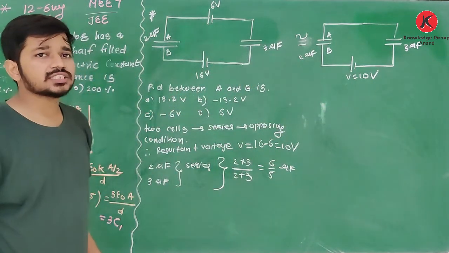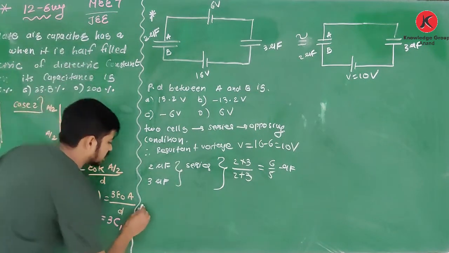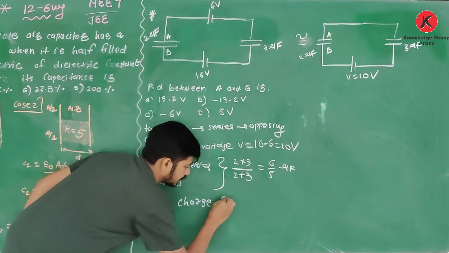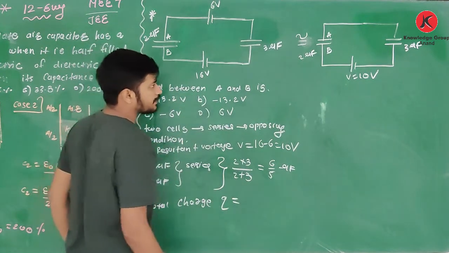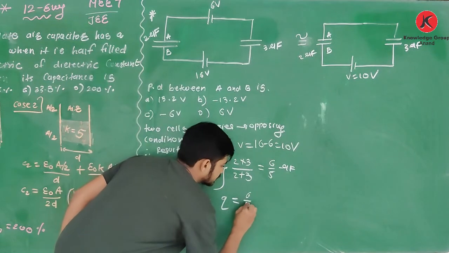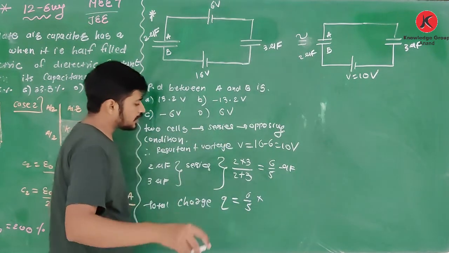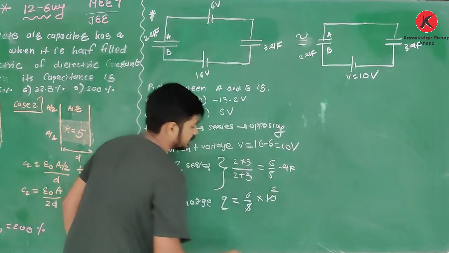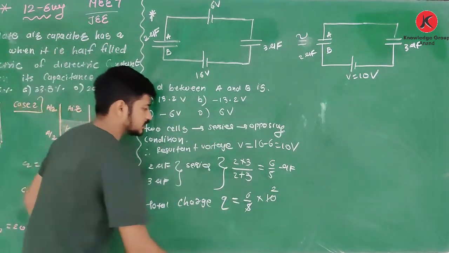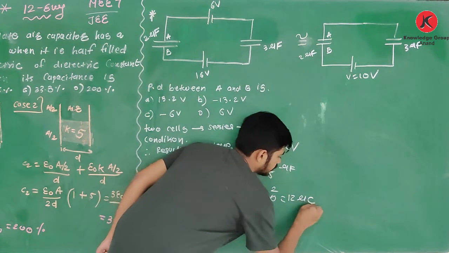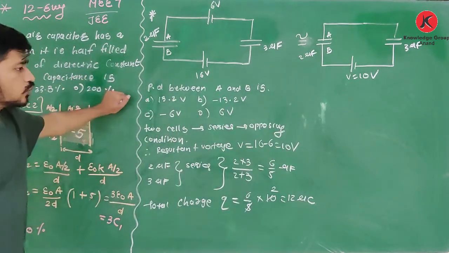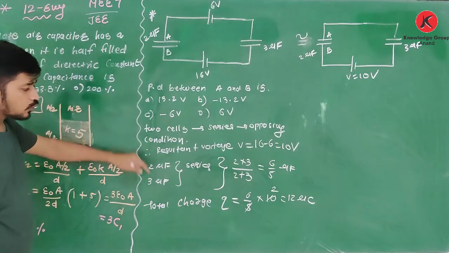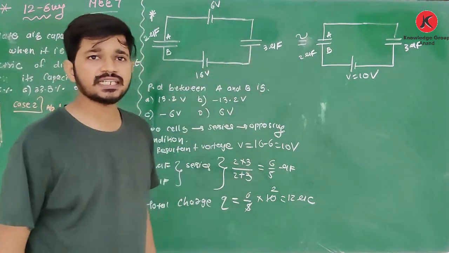So what is the total charge? Q is equal to equivalent capacitance, 6 by 5, into voltage, 10. So it is 6 into 2, which is 12 microcoulomb. Clear about this? What is the total charge? Or we can say these two capacitors are connected in series.